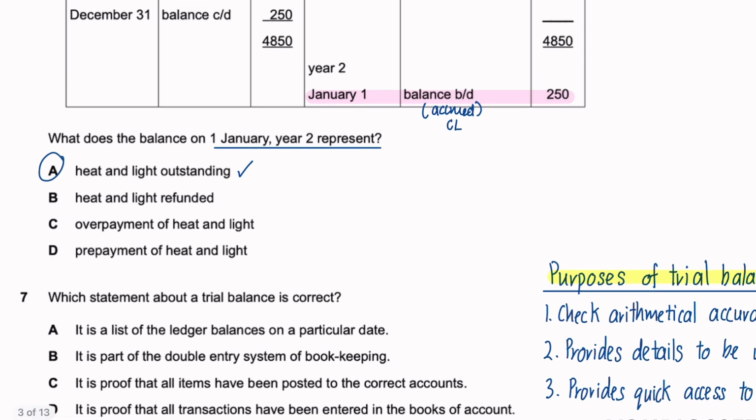Moving on to question 7. Which statement about a trial balance is correct?